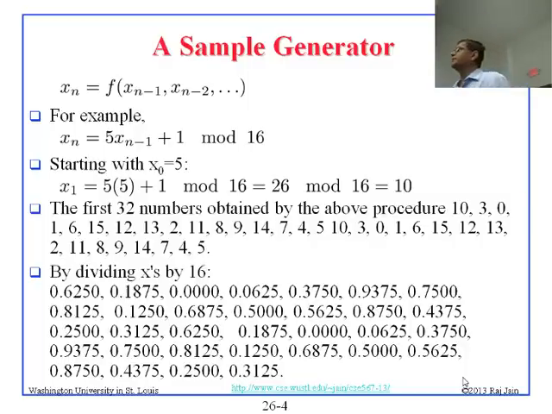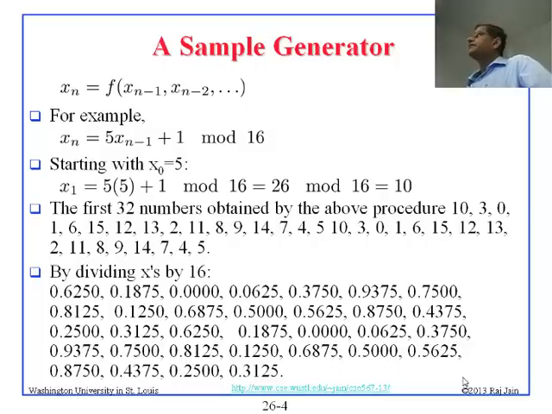Here is a very simple random number generator. Xn, the nth number, is equal to 5 times the previous number plus 1 mod 16. Okay? So you can start with any number. Let's say you start with x0 equal to 5. Put 5 times 5, 25, plus 1, 26, mod 16 is 10. So x0 is 5, x1 is 10.